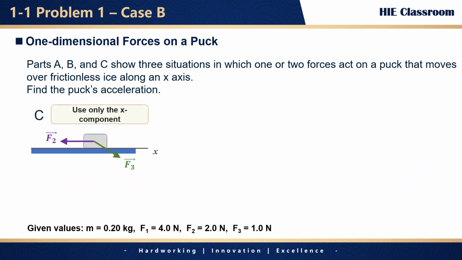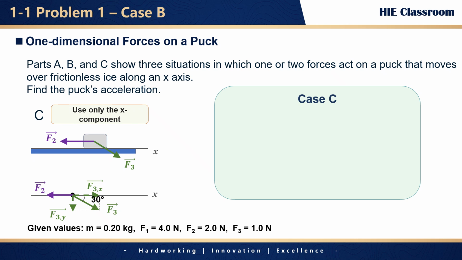Now let's move on to case C, which is a bit more involved. Its free body diagram is shown here. In this case, the force F3 is applied at an angle, so it's not entirely in the direction of the puck's motion. Even though the force is two-dimensional, the motion is still only along the x-axis. That means only the x component of F3 contributes to the acceleration.